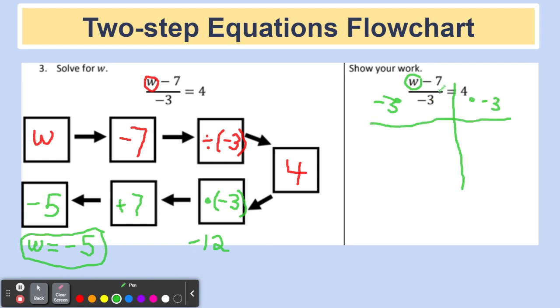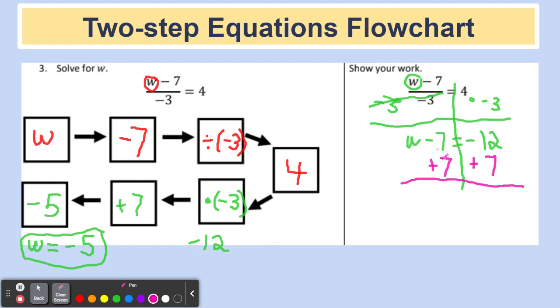So on the left-hand side of my equation, that cancels out the denominator and leaves me with just W minus 7. On the right-hand side of my equation, that leaves me with negative 12. Again, my goal is to get this W by itself, so I need to undo this minus 7 or subtracting 7. So what's the opposite of subtraction? Addition. So I'm going to add 7 to both sides.